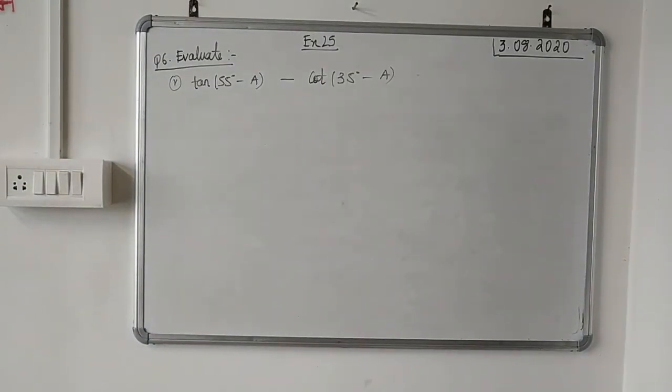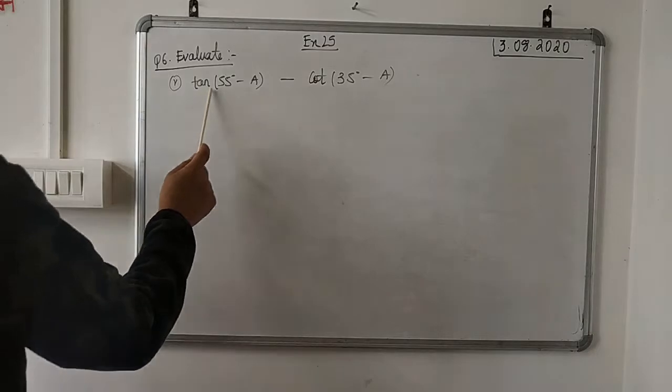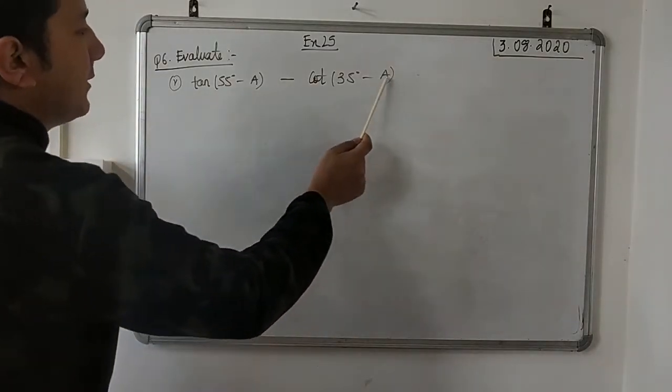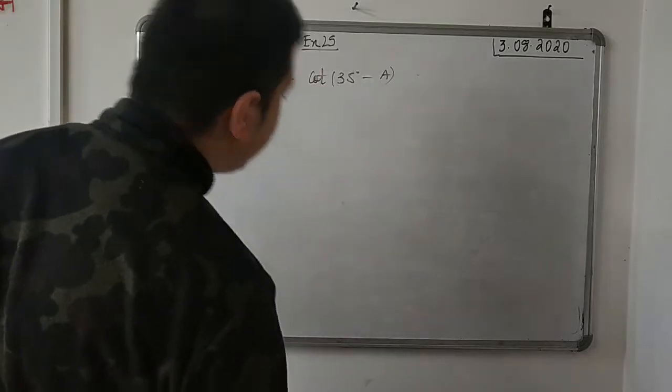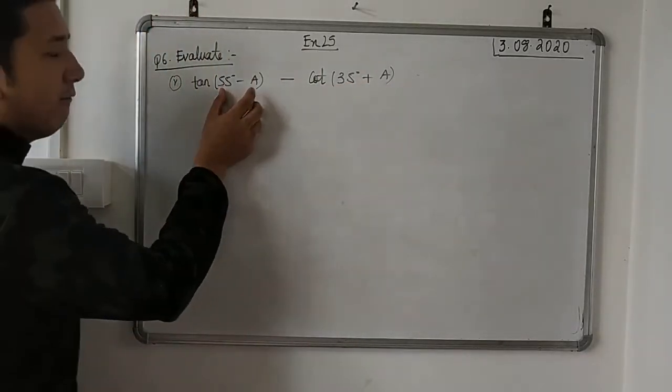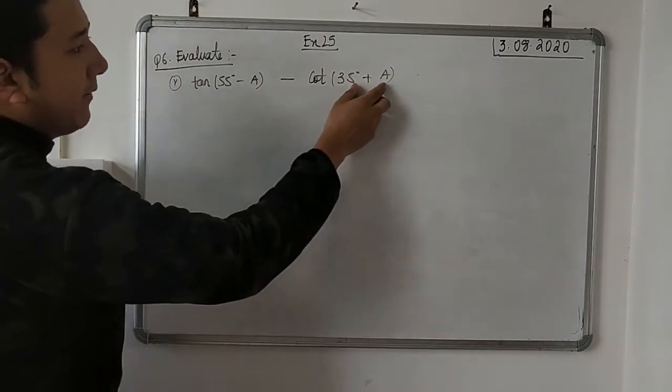Okay, question number 6 part 5. The question is tan 55 minus A minus cot 35 minus A. Sorry, I think that this is plus, cot 35 plus A, isn't it? So tan 55 minus A and cot 35 plus A.